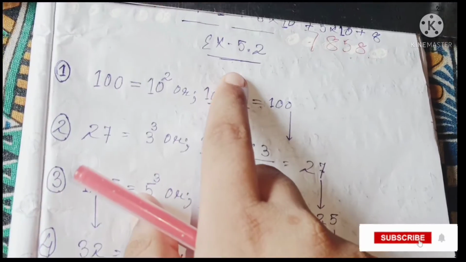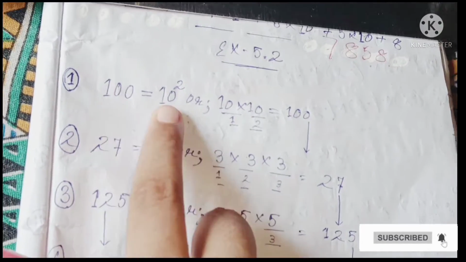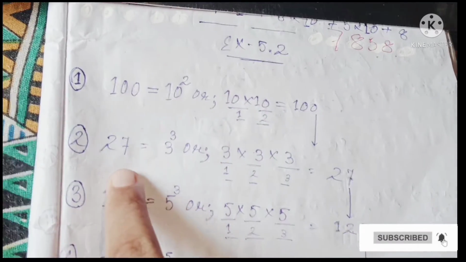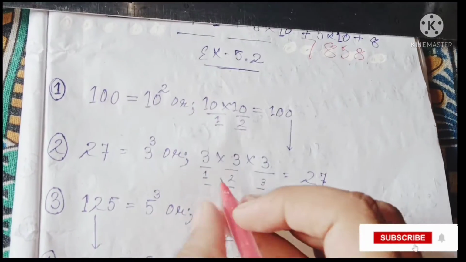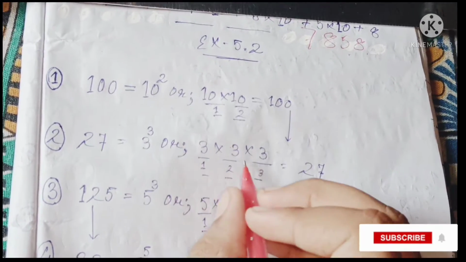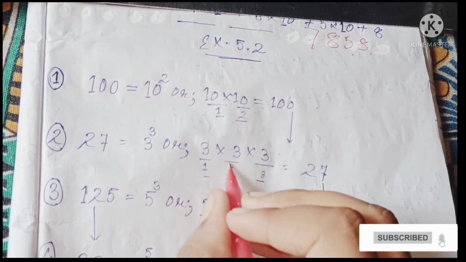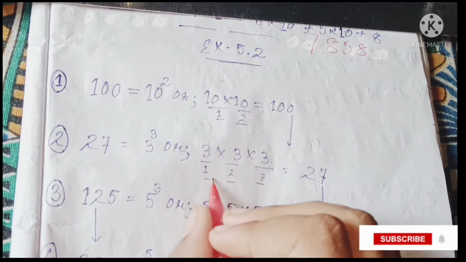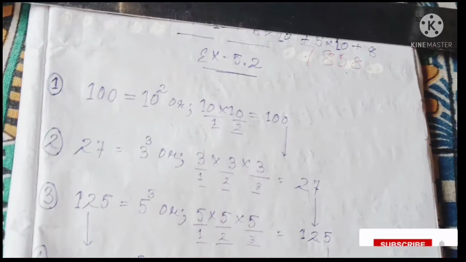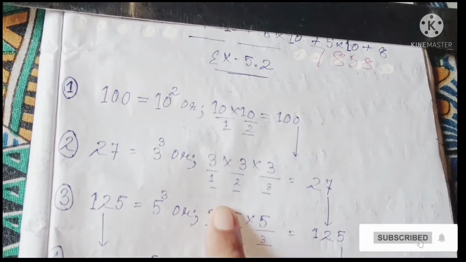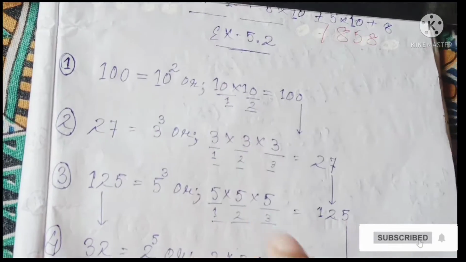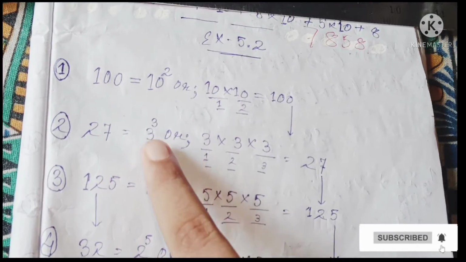Okay. In exercise 5.2 solution, 100 is equal to 10 square, or 10 into 10 means 10 square, that is 100. Okay. Now 27 is equal to 3 into 3 into 3. Now how many 3's, how many index are there? 1, 2, 3. I have written in this pattern to understand in a very easy way, because I will teach you every shortest method in my channel. So how many 3's are there? 1, 2, 3. So the index, or the power of 3, will be 3 cube.